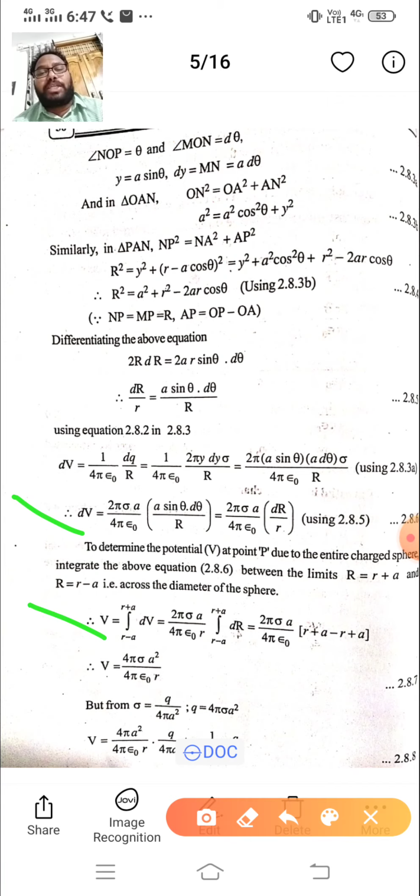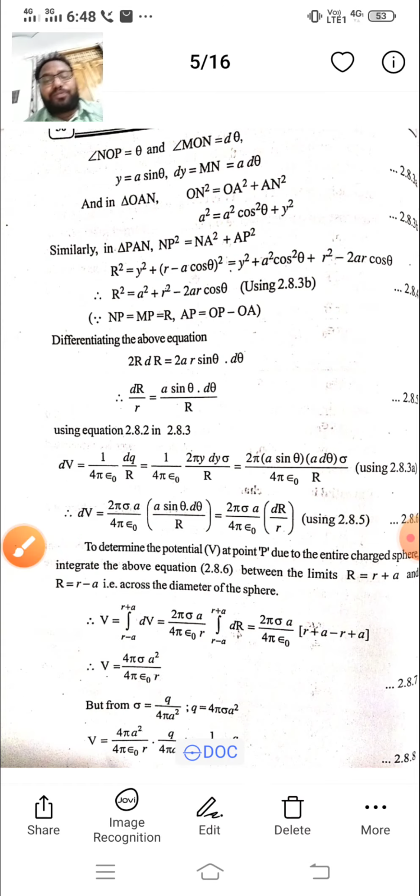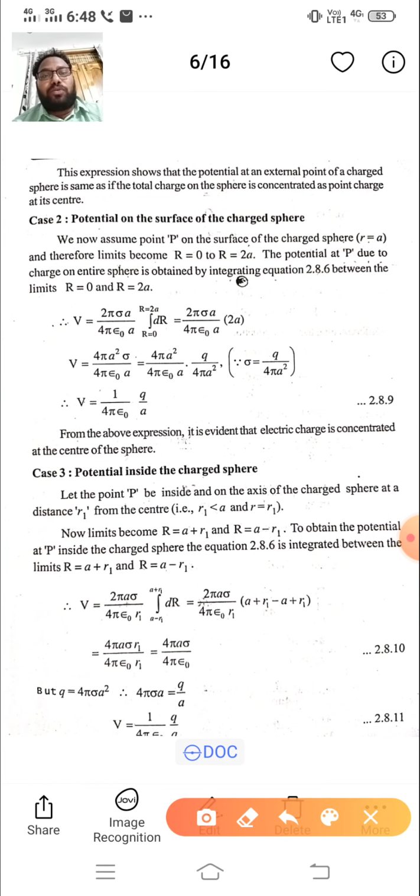To determine the potential at point P, we integrate the above dV from r minus a to r plus a, that is V equals the integral from r minus a to r plus a of dV. Substituting these values we get V equals 1 by 4 pi into q by r. The expression shows that the potential at an external point of a charged sphere is the same as if the total charge on the sphere is concentrated as a point charge at its center, that is V equals 1 by 4 pi epsilon naught Q by R.